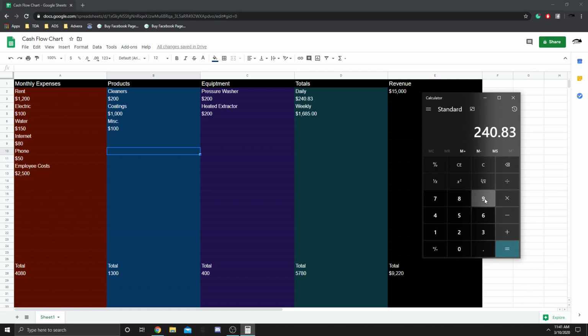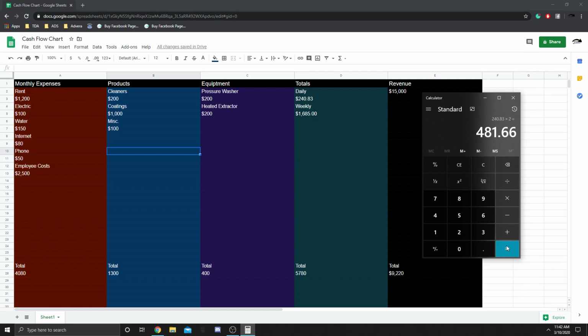Or if you do, say, $100 one day, $100 the next day, so in 2 days you should be making $500. Let's say you only make $200 in those 2 days, and then you have a ceramic coating that comes in, that's $1,000. That's going to make up most of those weekly expenses.